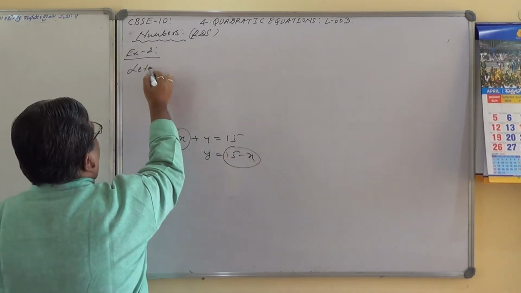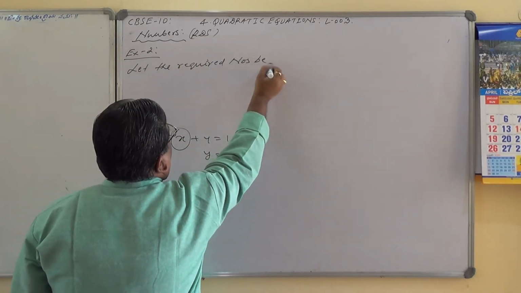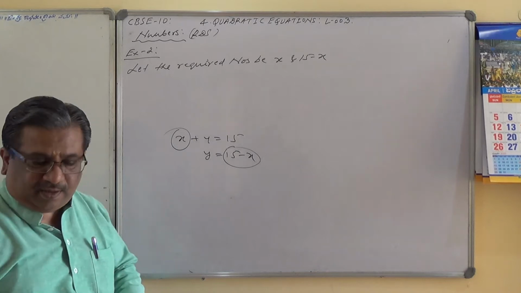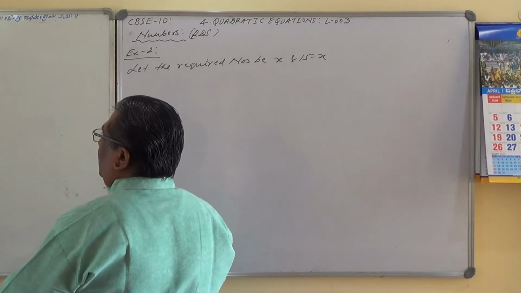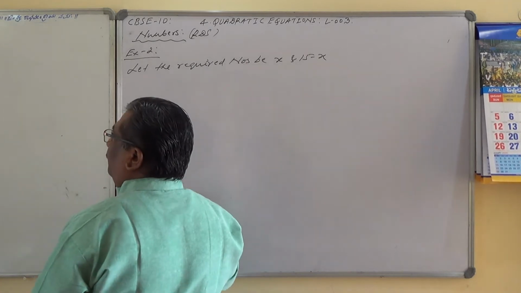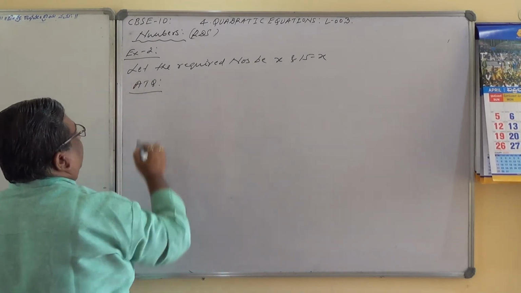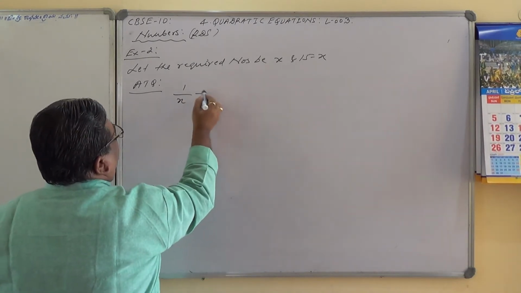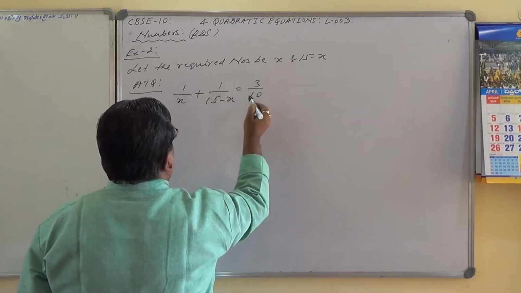Therefore, let the required numbers be x and 15 minus x. It is not x minus 15. It will be a mistake otherwise. Okay, next. According to the question, the sum of two numbers is 15, so one number is x and another is 15 minus x. If the sum of the reciprocals is 3 by 10, according to the question, the sum of the reciprocals is 3 by 10, means 1 by x plus 1 by 15 minus x equals 3 by 10. This is what is given.